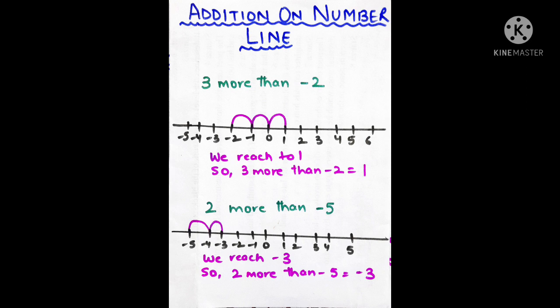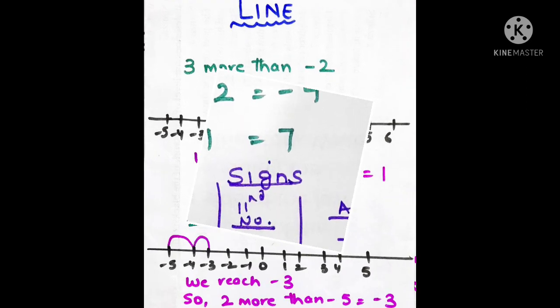Now we'll take one more example, that is 2 more than -5. When we want to add 2 to -5, we draw a number line as you can see on the screen. Then we start from -5 and start jumping towards 0. We take 2 steps, that is -5 to -4. That is our first step. Then we take the second and last step, which is -4 to -3. We reach -3. So 2 more than -5 equals -3.